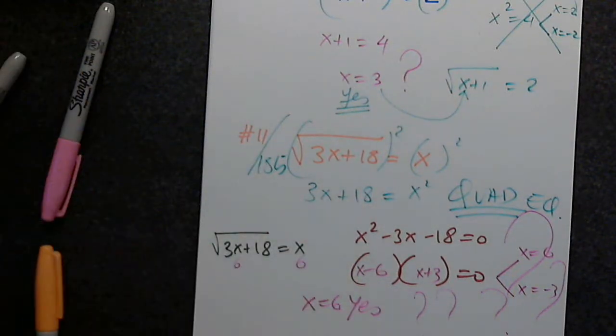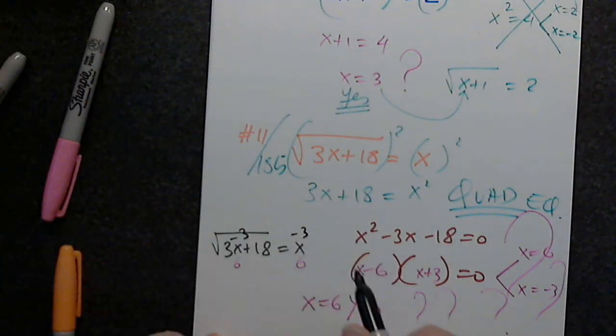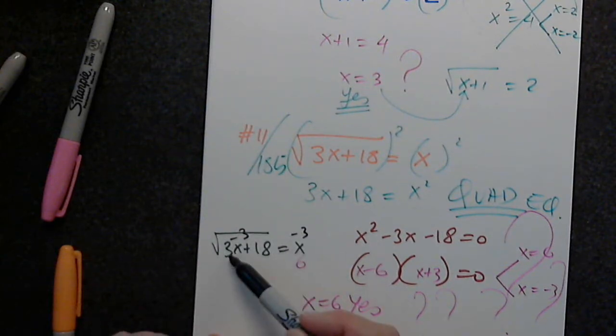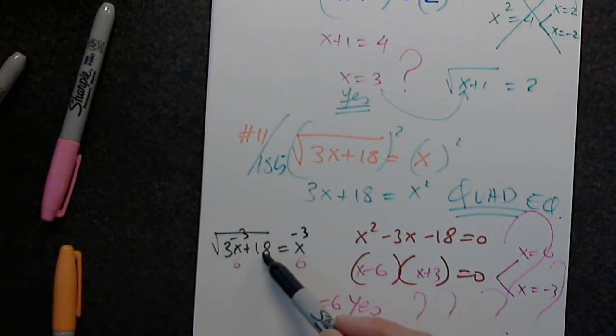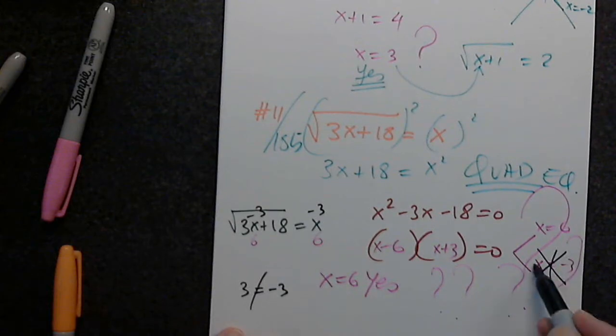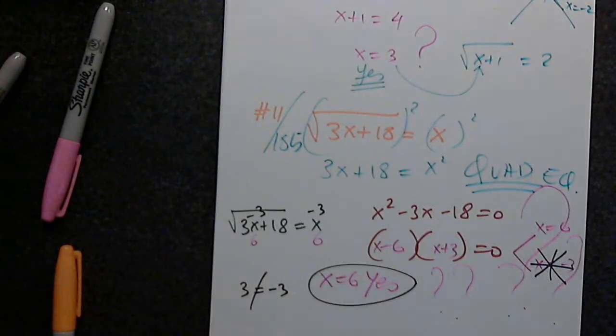Now I plug in negative 3. I know it's not going to work. It's a square root. It cannot be a negative number. So negative 9 plus 18 is 9. The square root of 9 is 3, and the other side is negative 3. Is this correct? No. So I will say absolutely not. This is the only solution.